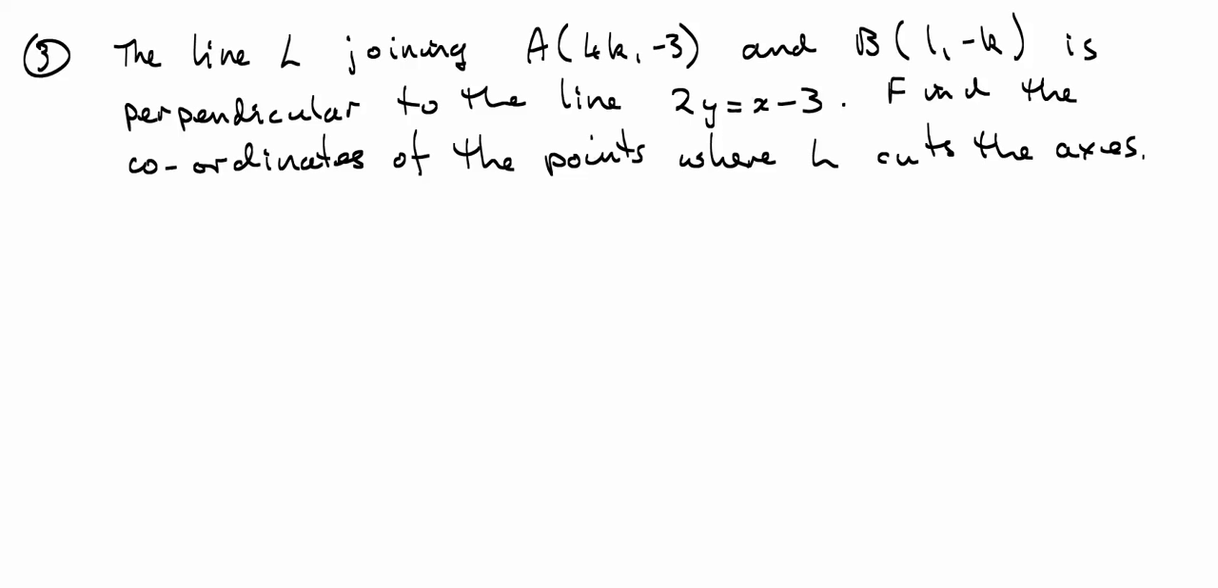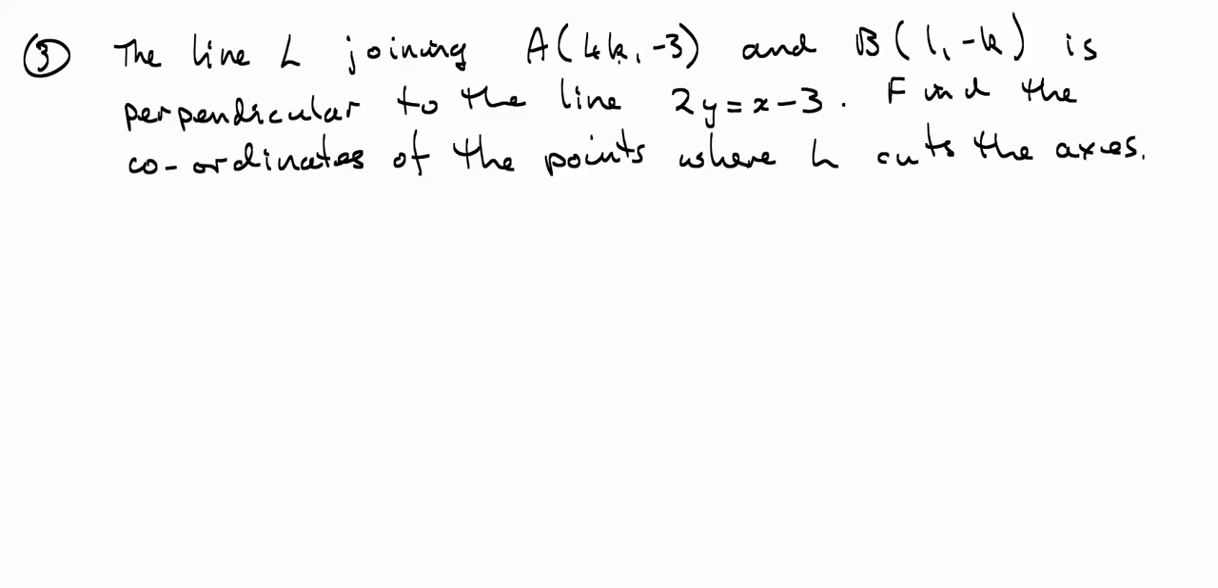A slightly more difficult problem here. We have the line L joining A, (4k, minus 3), and B, (1, minus k), is perpendicular to the line 2y equals x minus 3. Find the coordinates of the points where L cuts the axes. And here we have these 2 points A and B in terms of this unknown value k, which we'll need to find.